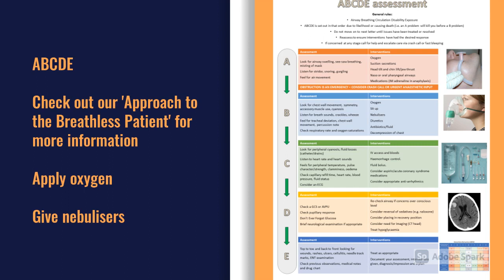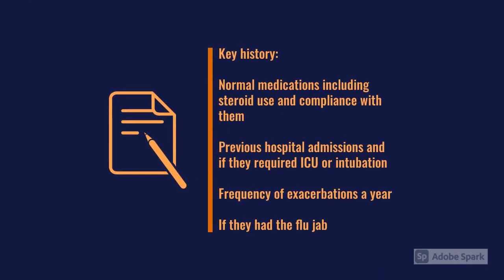And as you've finished your A to E assessment, or as you're working alongside it, you want to get some key features from the history. So these include normal medication. Are they compliant with their medication? Their steroid use. Are they on inhaled steroids? Are they on oral steroids? It's uncommon in asthma, but does occur. Previous admissions. So how often are they admitted? How many exacerbations do they have a year? Have they ever required intensive care? Have they ever required intubation? Things like that. And if they had this year's flu jab.